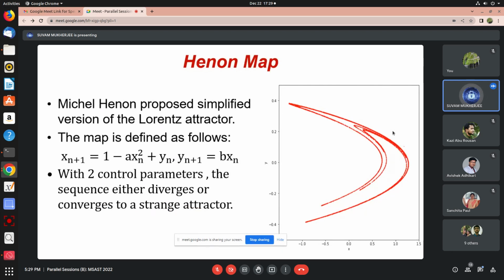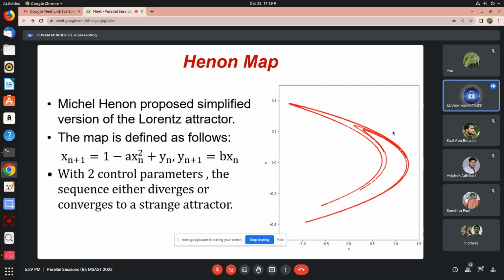So what is the Henon map? Michel Henon first proposed this simplified version of the Lorenz attractor. So what is the nature of this map, or what is the equation? Basically, the map is defined as follows. This is a recursive relation where A and B are two control parameters. So x(n+1) is defined as follows. And with these two control parameters, the sequence either diverges or converges to a strange attractor.